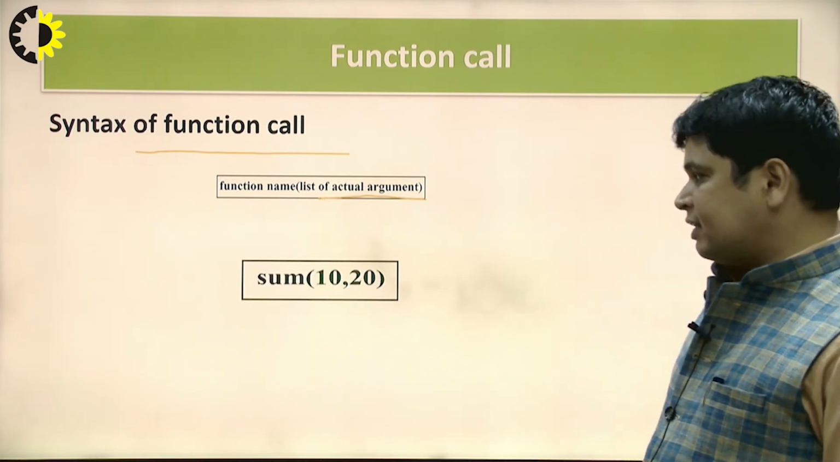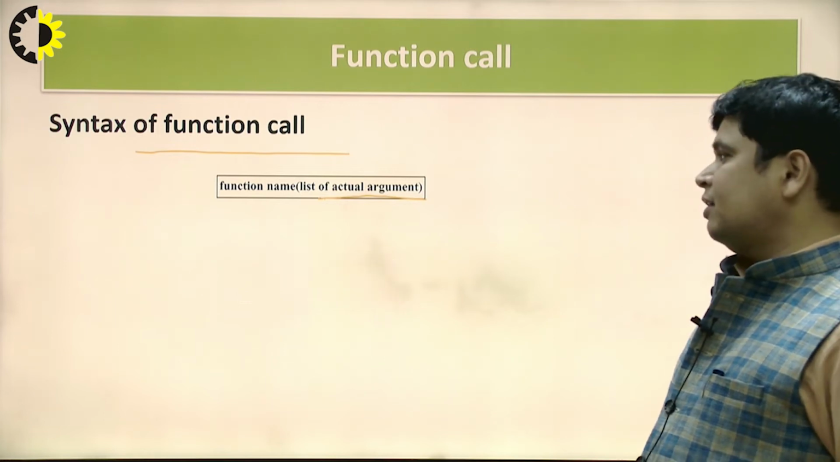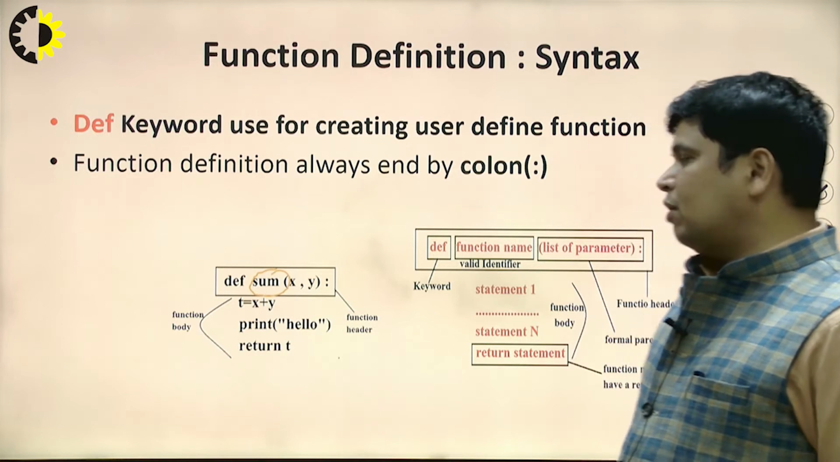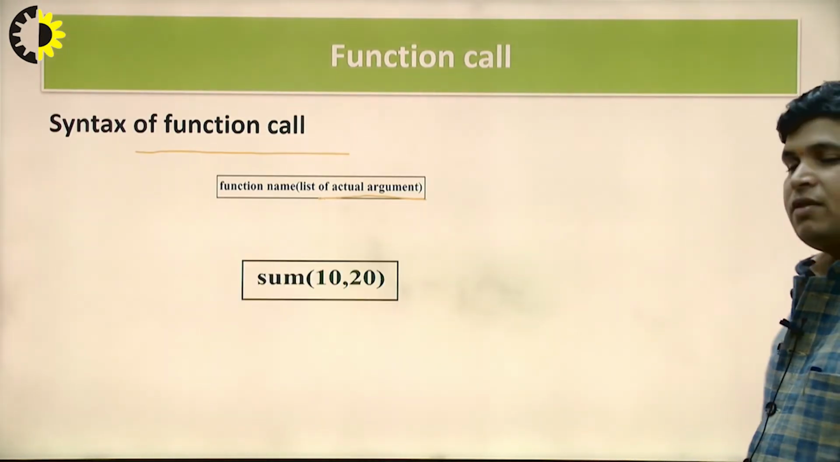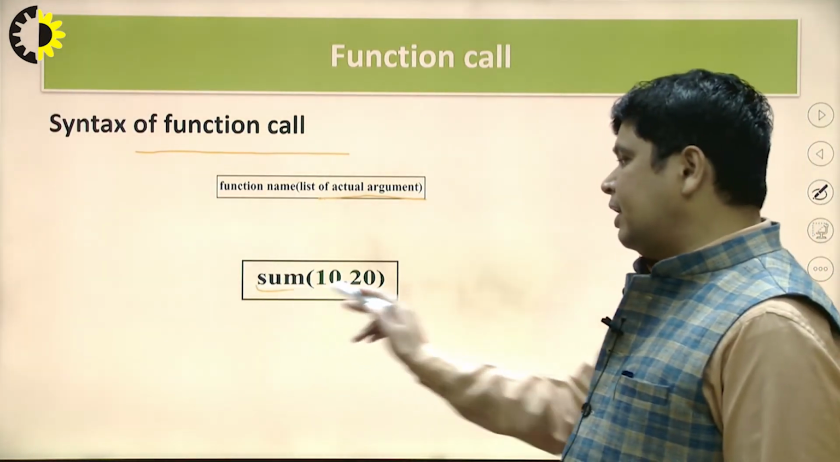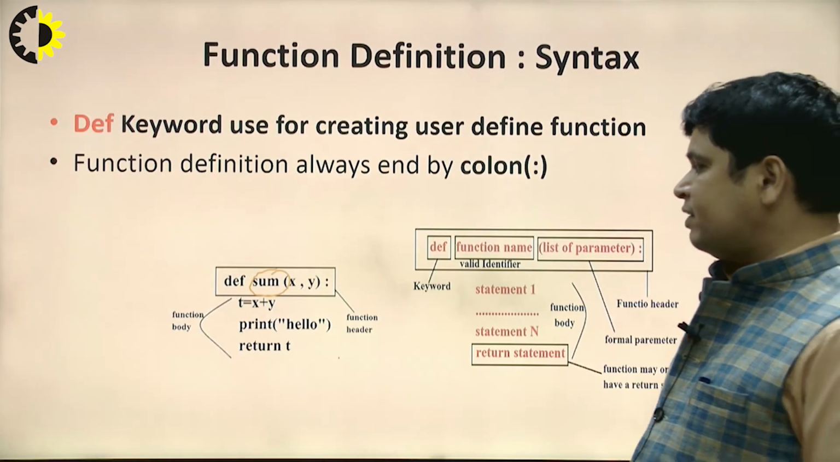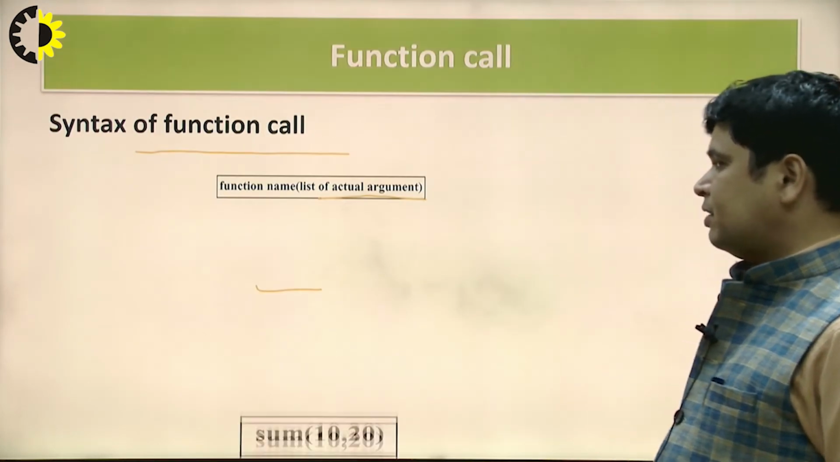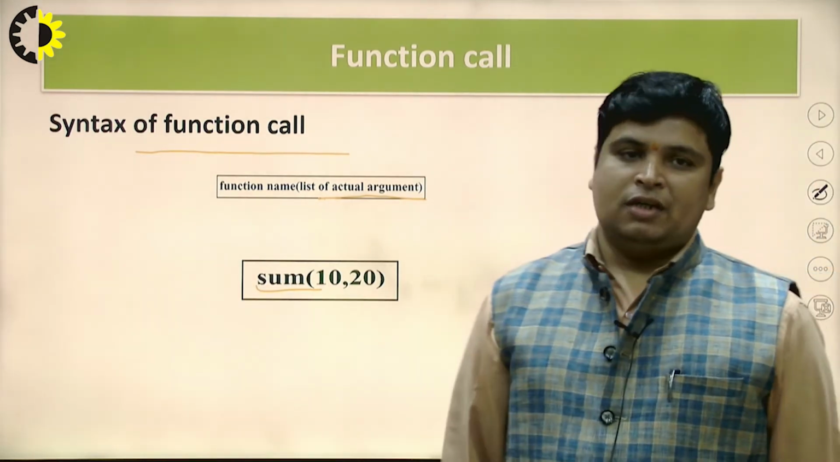In the previous example, the name of the function is sum. So now I am going to call this function with the help of the function name, and in the previous example you have seen it has two arguments x and y. Now we compulsorily have to pass two positional arguments.